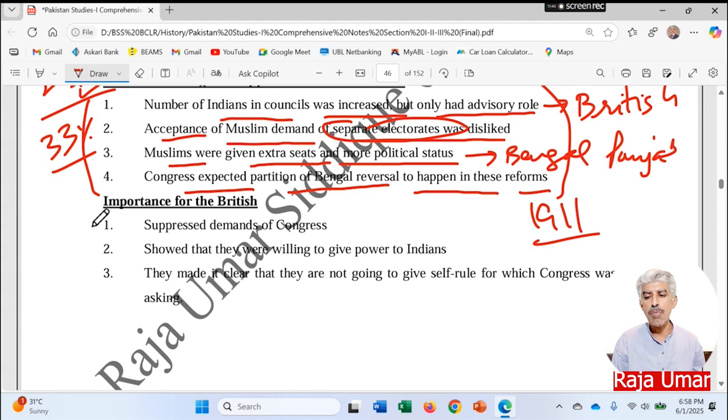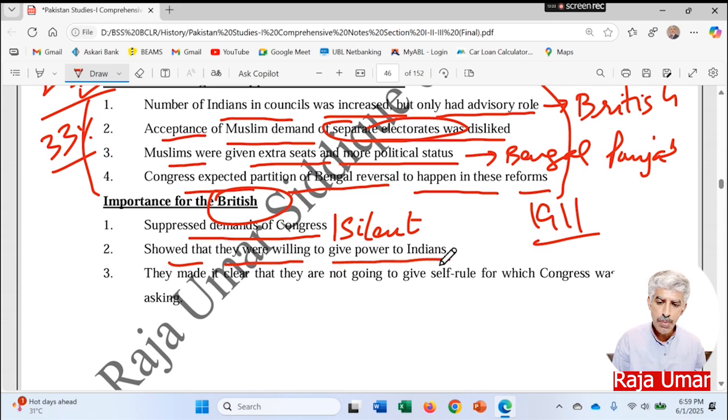Importance for the British: why were these reforms important for the British? The Minto-Morley reforms suppressed the demand of Congress. I mean, somehow they made the Hindus silent by increasing their representation in the assemblies, or giving them some say in the political system of the subcontinent. In this way, they perceived that the Hindus might not be shouting as strongly against the British as previously, after the partition of Bengal, when they were really very much opposed to the British. So the British felt that the negative role of the Hindus might have decreased.